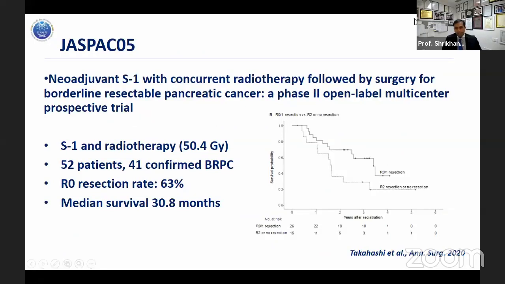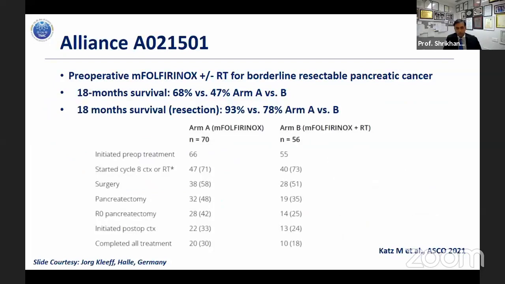Then we have the JASPAC trial, just out in 2020 in Annals of Surgery. Neoadjuvant S1 with concurrent radiotherapy followed by surgery for BRPC. It's a phase 2 study. S1 and radiotherapy, full dose, 52 patients, 41 of them with confirmed BRPC, 63% R0 rate, and a median survival, which is very encouraging, as you can see, of 30.8 months in this study from Japan.